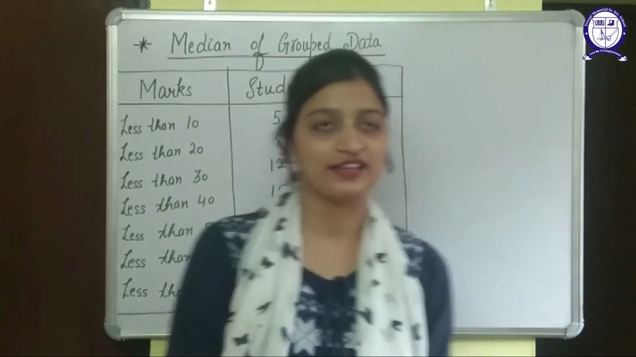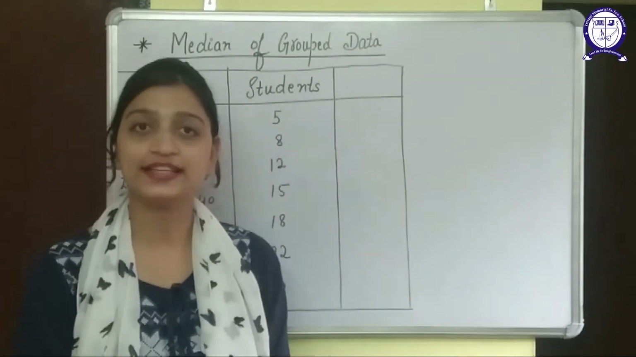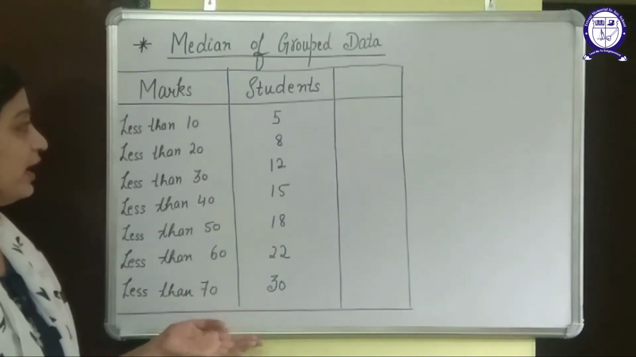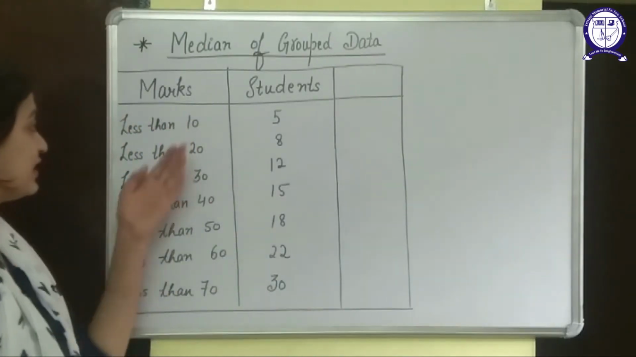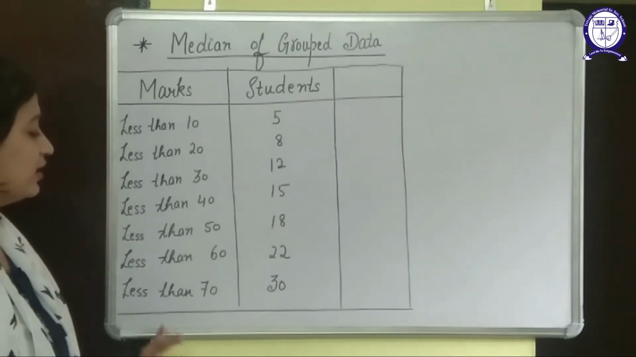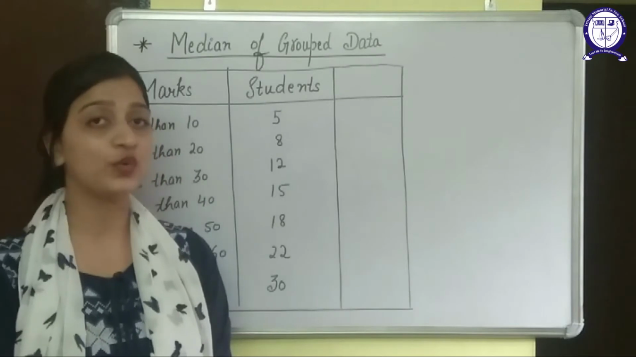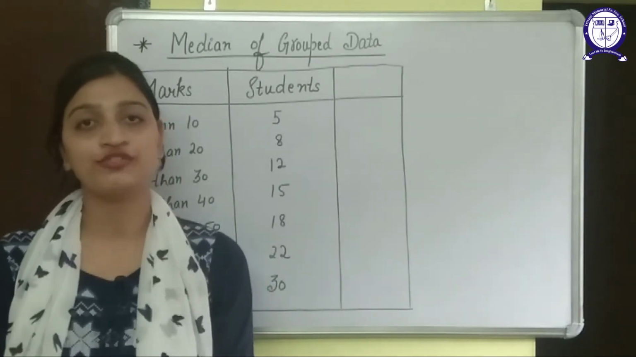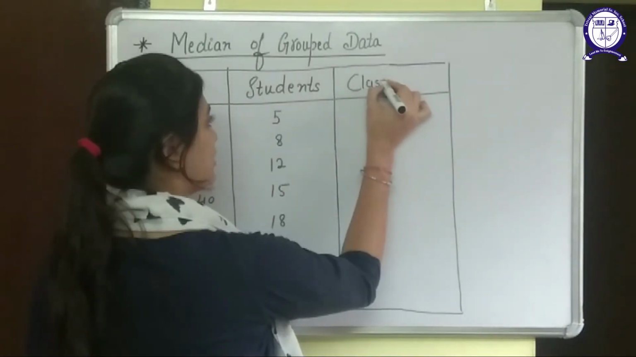So let's start. Now this is an example of a less than table in which the data is given in this form. Instead of class intervals, we are given less than 10, less than 20, less than 30 and similarly less than 70. Now in this question we don't have class intervals. So first of all we are going to find the class intervals.